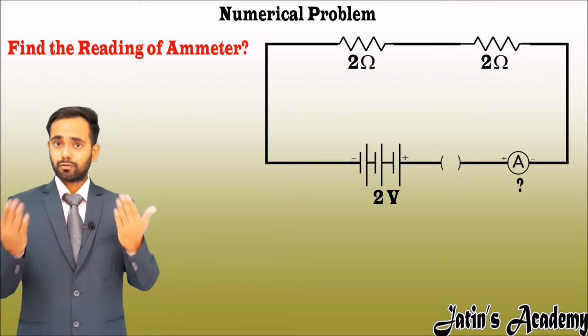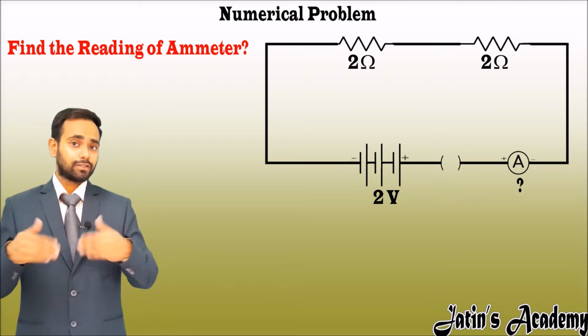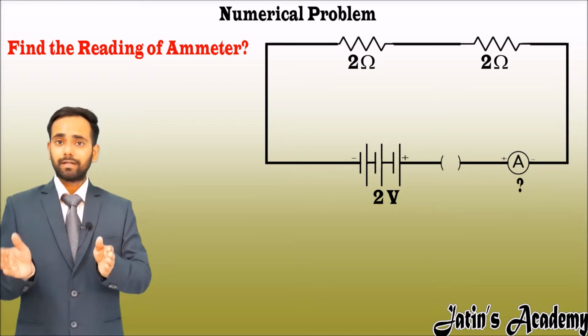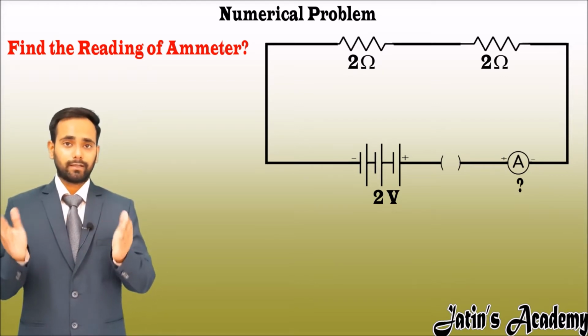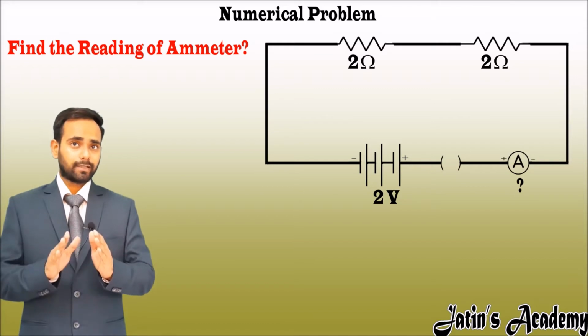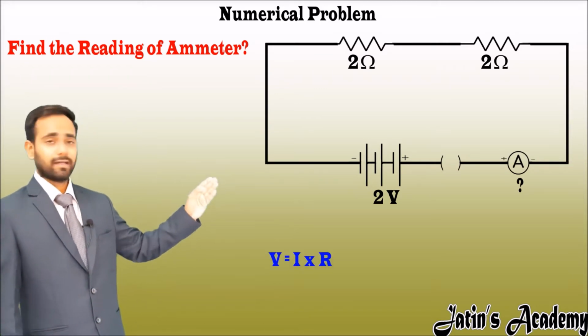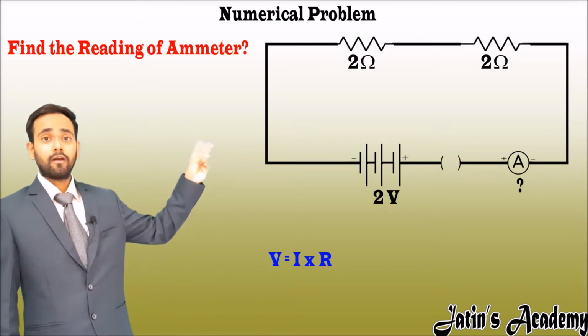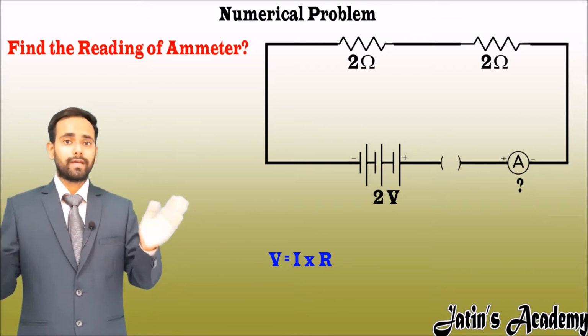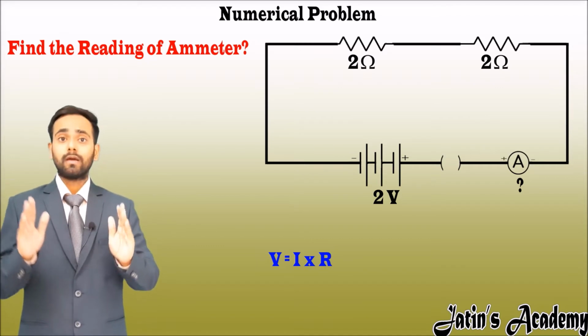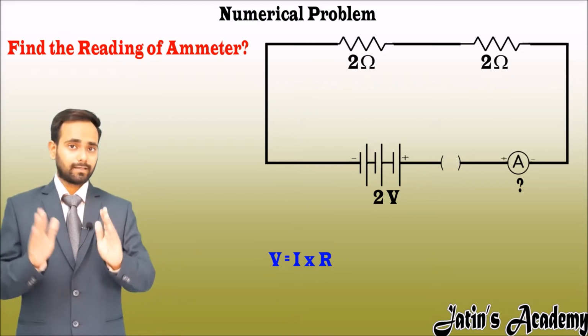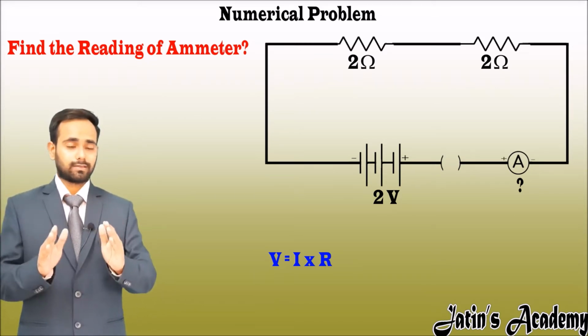First of all we should know which quantity the ammeter is measuring. Ammeter measures current, so we have to find the current. In order to find the current we use the formula V = IR, but here two resistances are there. First we have to make the two resistances into one, which means we have to combine the resistances or find the equivalent resistance.